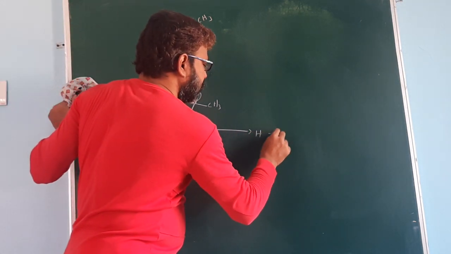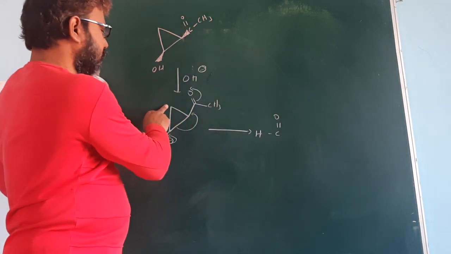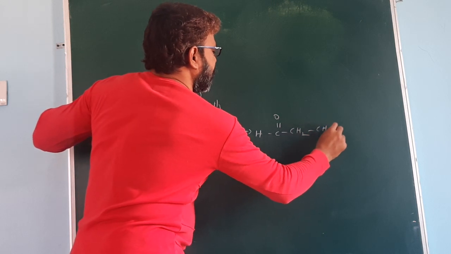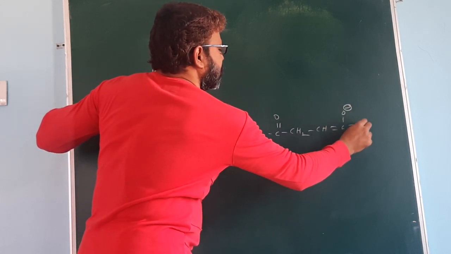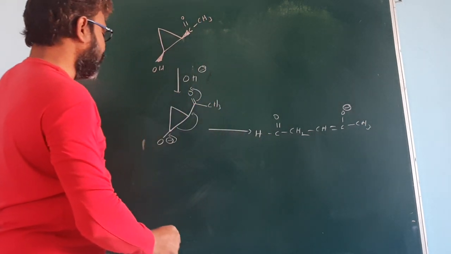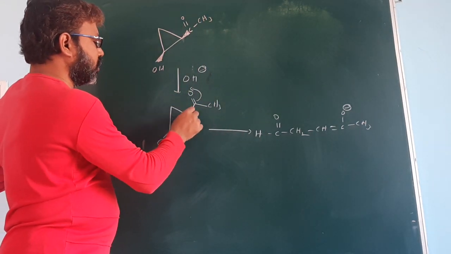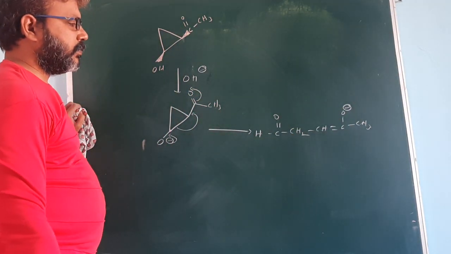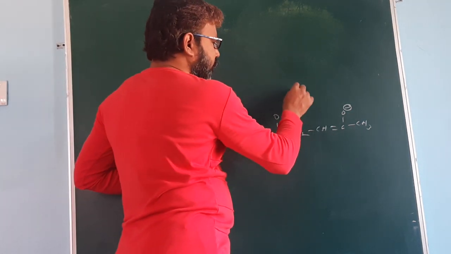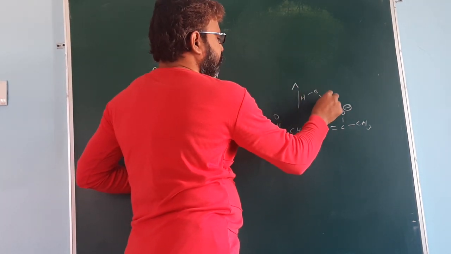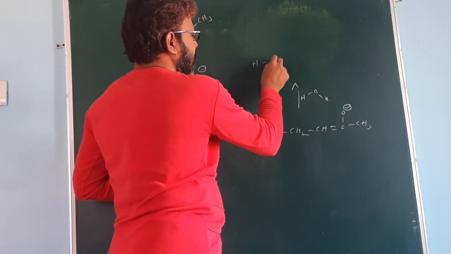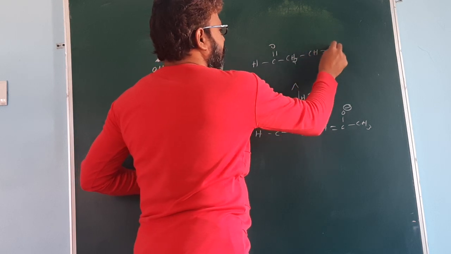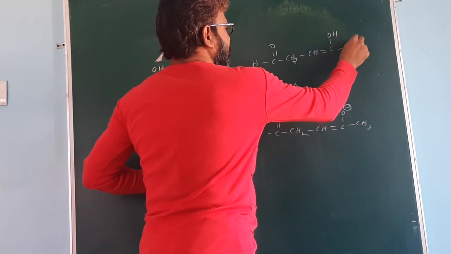So HC double bond O, it is CH2 group, CH2 CH double bond C O minus CH3. Number of carbons: 1 2 3 4 5. 5 carbons. Now it accepts the proton from water. We get this one: HC double bond O CH2 CH double bond COH CH3.